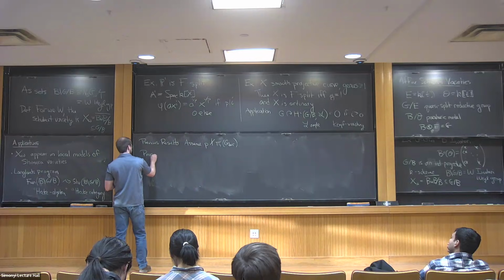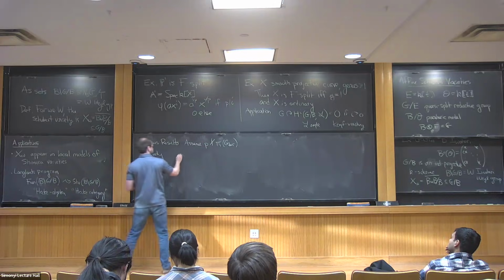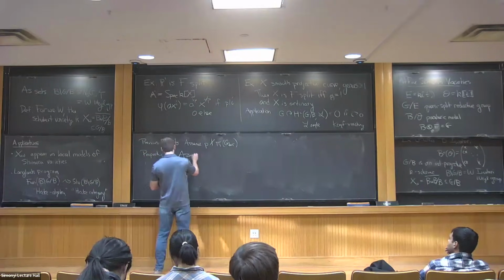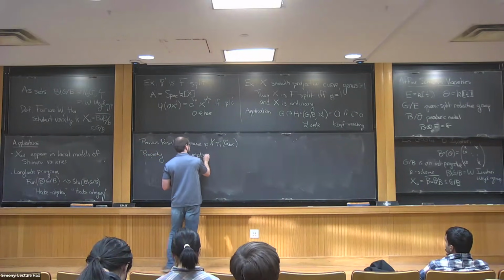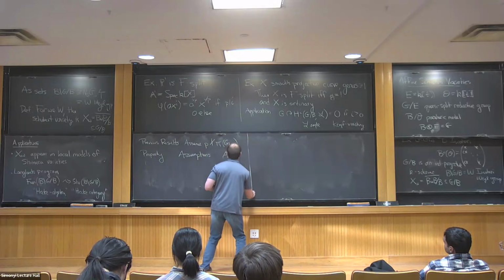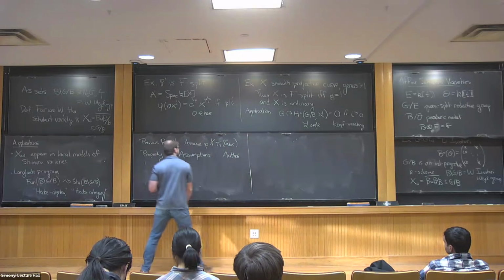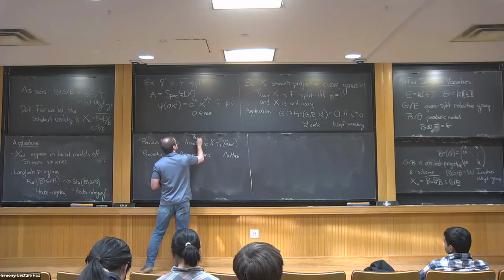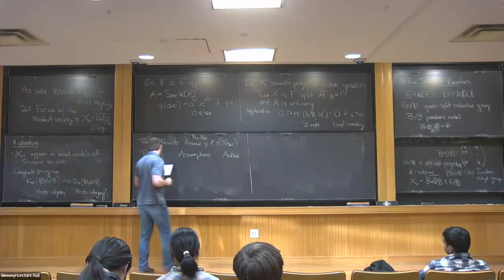Okay, and so I'm going to make a table here. I'll probably have to go over to the other board. The property, the assumptions on the group, and I'll tell you who did this. Continue over there. Okay, yeah, so this is about properties of the affine Schubert varieties.